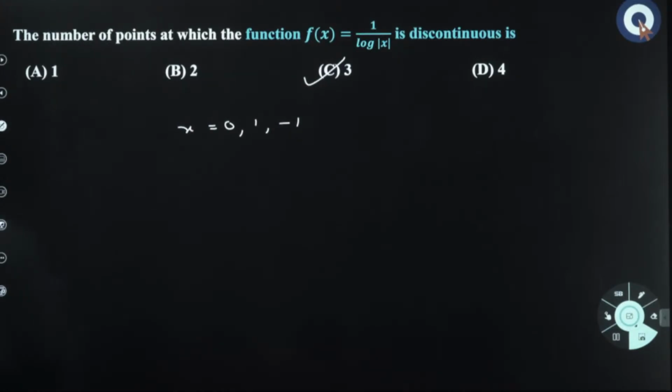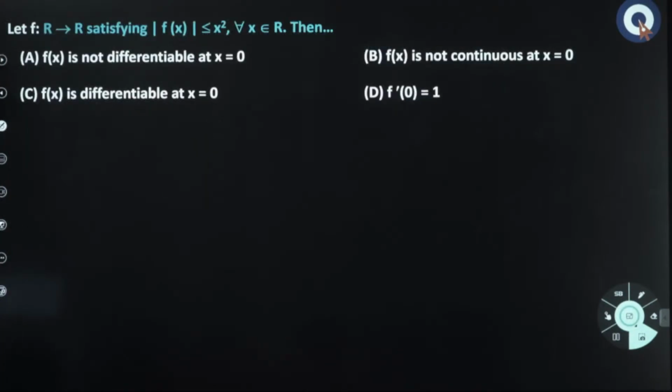Yes, a beautiful problem. Let f maps R to R satisfying mod of fx is less than or equal to x square for all x belongs to R. Then what do we say about fx with regard to continuity and differentiability?